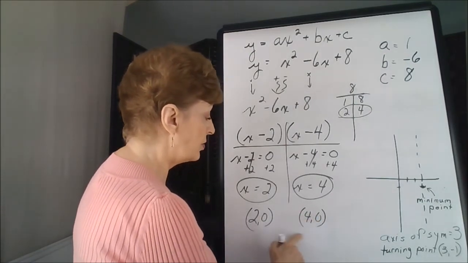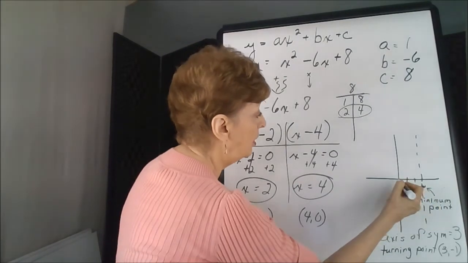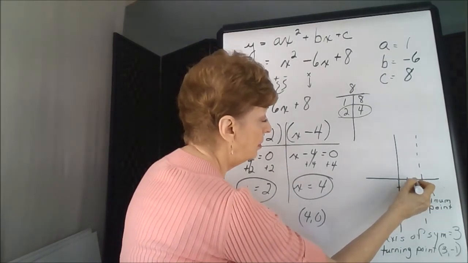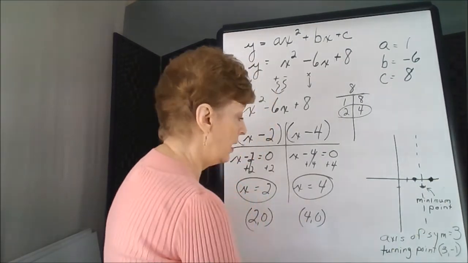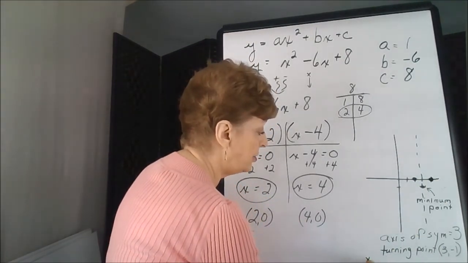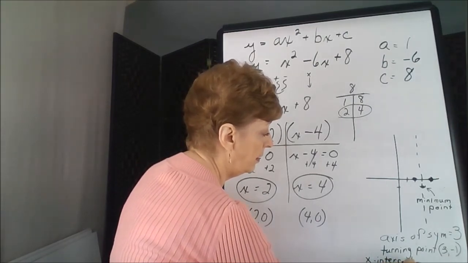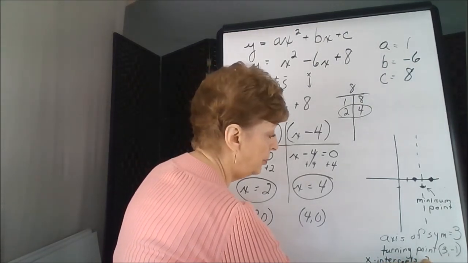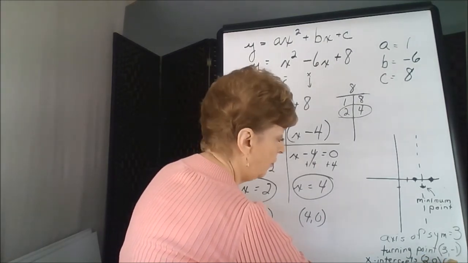Those are my x-intercepts, and I can plot them now. 1, 2, 1, 2, 3, and 4. So my x-intercepts are (2, 0) and (4, 0).